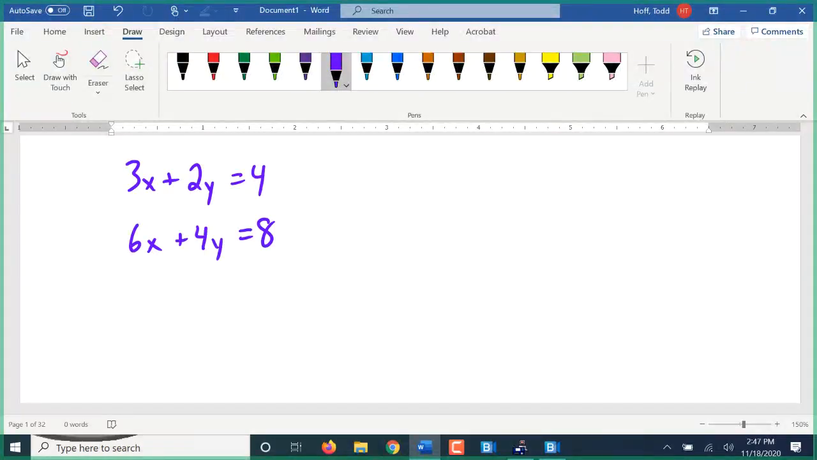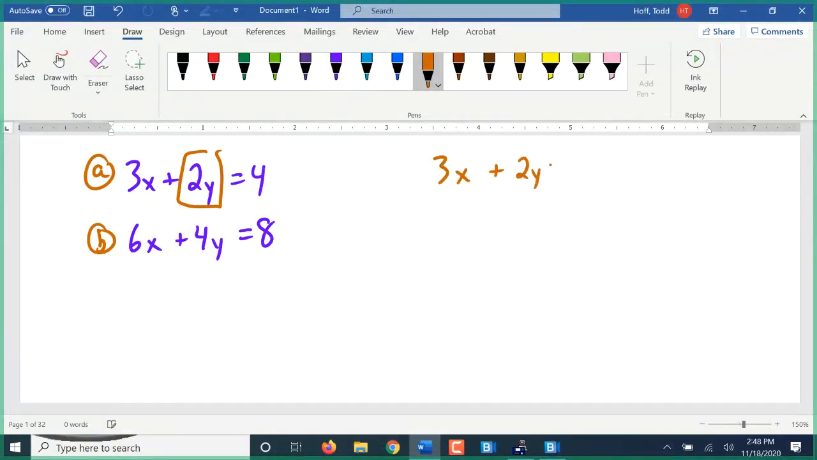We have to be able to pick and choose. When I look at a system like this, my first instinct is going to be nothing lines up, nothing cancels out. I would be tempted to use substitution on this. Let's solve it with substitution. I'm going to label them equations A and B. It looks like the easiest one to solve for here is going to be the y variable in equation A. So let's solve for y up there.